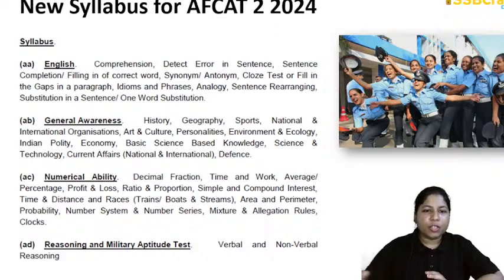So this is the new syllabus for FCAT 2 2024, for English, general awareness, numerical ability, reasoning, and military aptitude test.